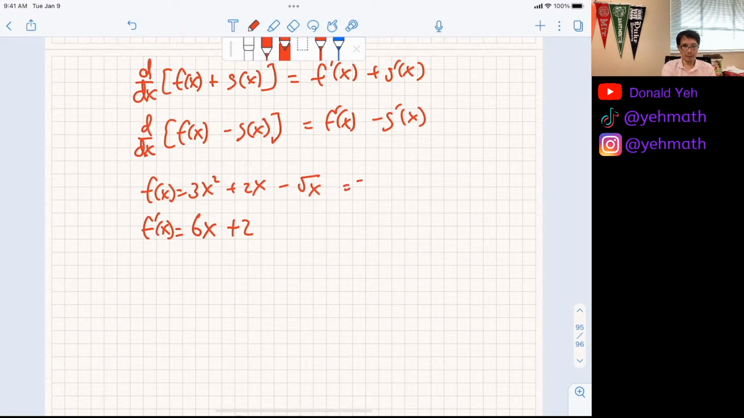And this one is 3x squared plus 2x minus x to the 1/2. So that's going to be minus 1/2 x to the negative 1/2. So it'd be 6x plus 2 minus 1 over 2 square root of x.